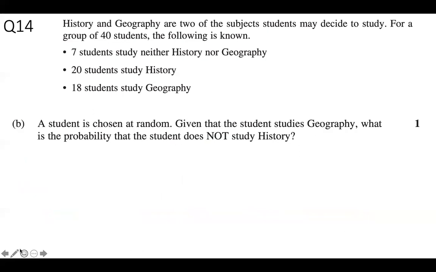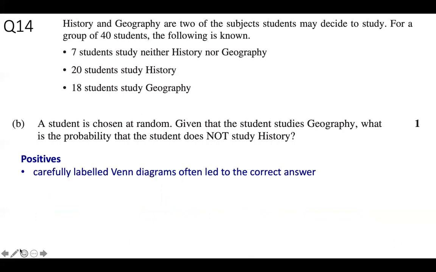We go on to part B. A student is chosen at random. Now, given the student studies geography, what's the probability that the student does not study history? This question was quite poorly answered, really, but those that did get it correct often had correctly labelled Venn diagrams that meant they could get the correct answer.